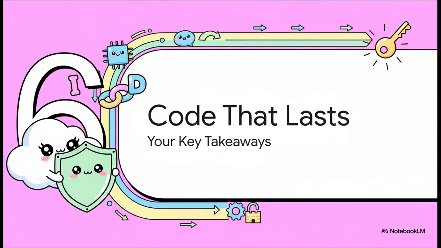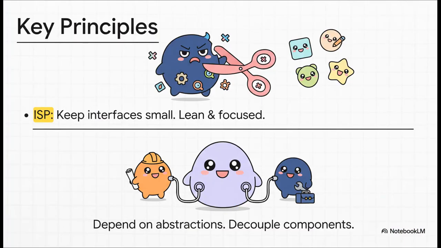Wow, okay, we have covered a lot of ground, from polluted interfaces all the way to rigid, hardwired dependencies. So let's bring it all home and recap the key lessons for writing code that truly lasts. So our two big takeaways. First, the interface segregation principle, or ISP, tells us keep your interfaces small and focused to avoid that nasty pollution. Second, the dependency inversion principle, or DIP, tells us depend on abstract contracts, not concrete details, to build flexible plug-and-play systems.